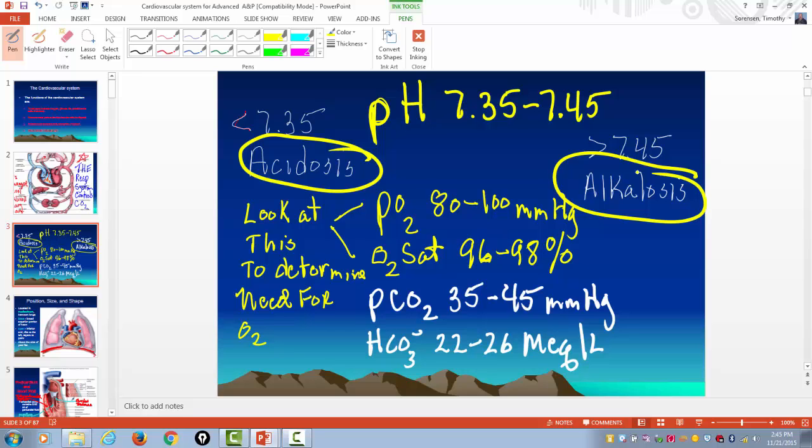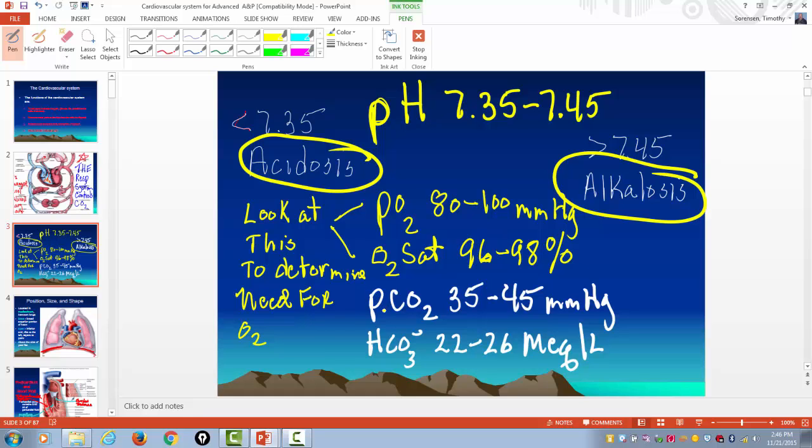So first thing you want to do is look at the pH. Determine, is it acidic, basic, normal? Then the next thing you want to do is look at your PO2, which is the amount of oxygen dissolved in the plasma of the blood. Because it's a pressure, it's measured as millimeters of mercury. And then you want to look at your O2 saturation, which is the amount of oxygen bound to the red blood cell, the iron in hemoglobin. This is the best way to transport oxygen. Normally when that red blood cell leaves the lungs, 96 to 98% of all the irons in those hemoglobins should have an oxygen bound to it.